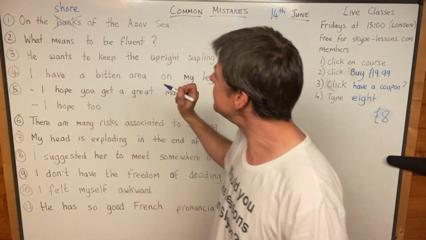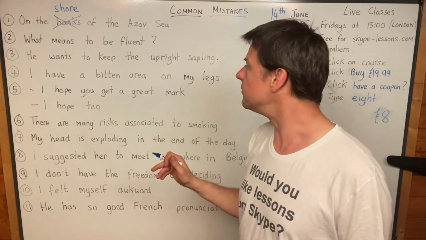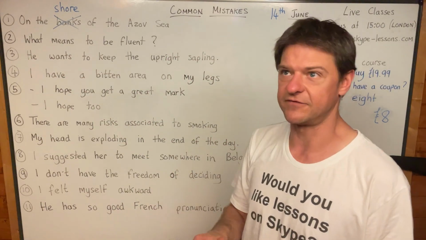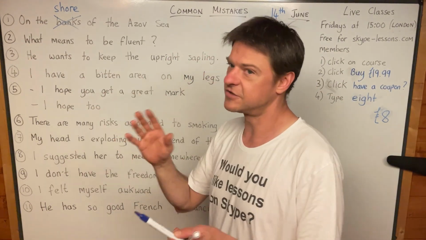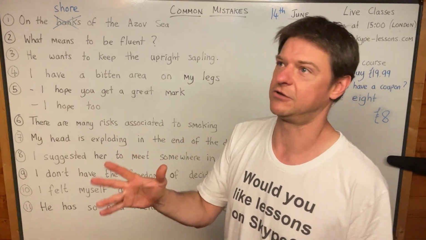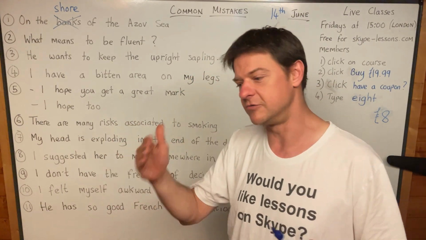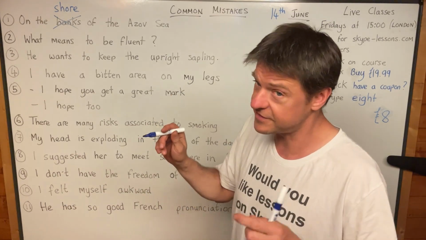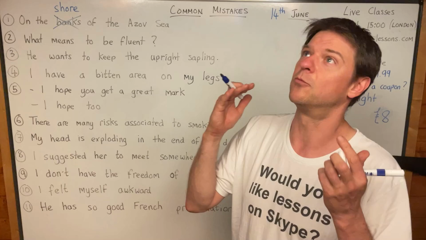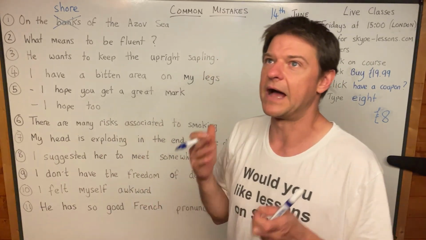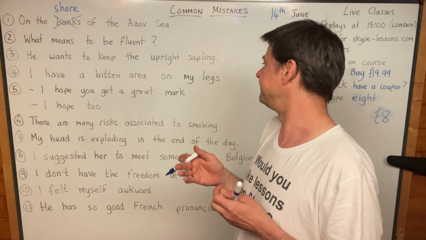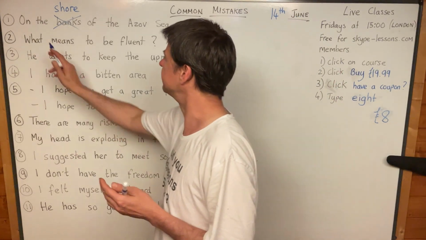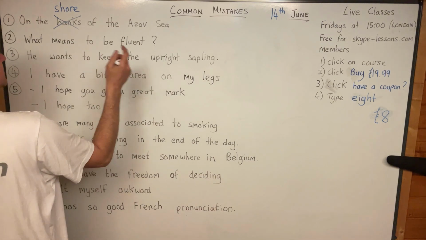Okay, number 2, what means to be fluent? No, if this is a question, then we need to use auxiliary verbs. This is not the kind of question where you don't need to use auxiliary verbs, like who wrote War and Peace. There are some questions where you don't need auxiliary verbs, but a lot of the time you do, yeah? You say, you know, what do you do? How do you, I don't know, how do you feel? Yeah, something like that. And so what does it mean to be fluent?